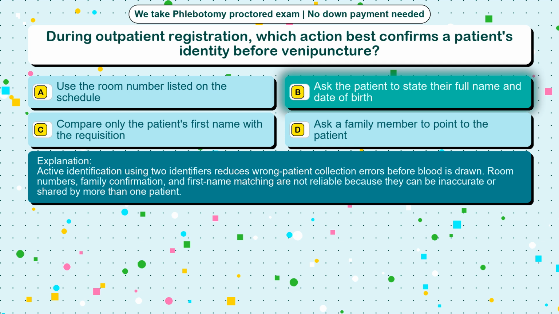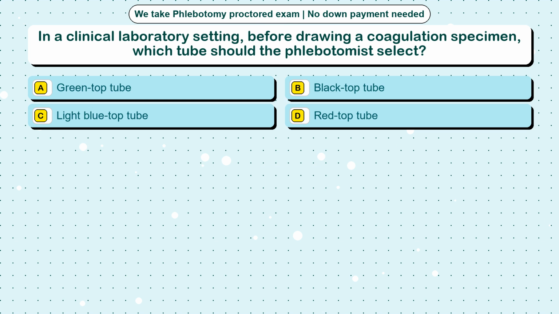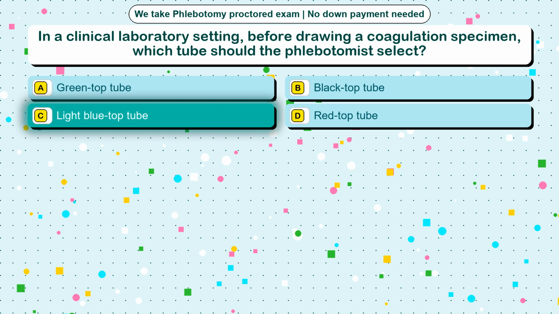Question 15. In a clinical laboratory setting, before drawing a coagulation specimen, which tube should the phlebotomist select? Option A. Green top tube. Option B. Black top tube. Option C. Light blue top tube. Option D. Red top tube. The correct answer is option C.